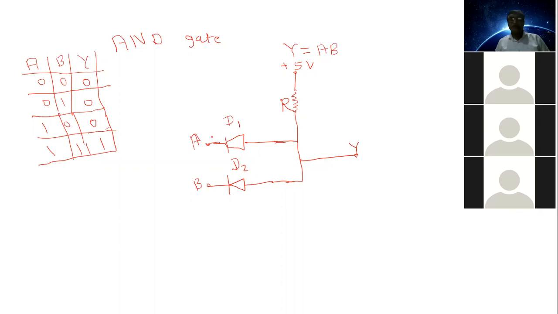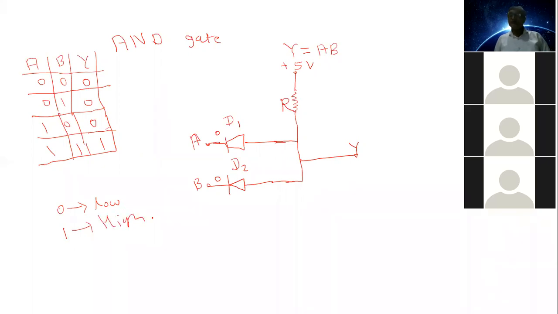Now see when A is equal to 0 and B is equal to 0. What does 0 represent here? Low. We are using positive logic, since using positive logic is convenient. Zero represents low voltage. It may be 0, maybe minus 1, minus 2, or maybe 2 volt, and the higher voltage may be 5 volt or something. But 0 represents low, and 1 represents the high voltage.